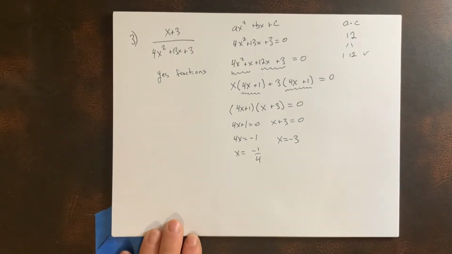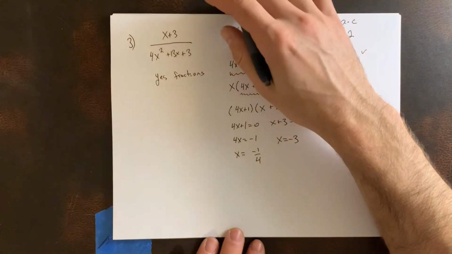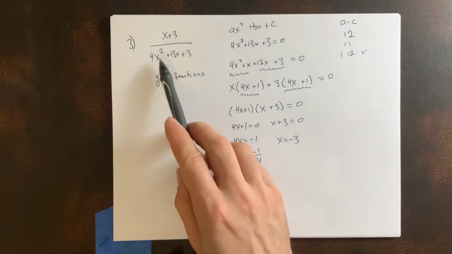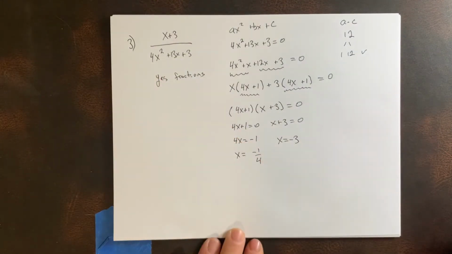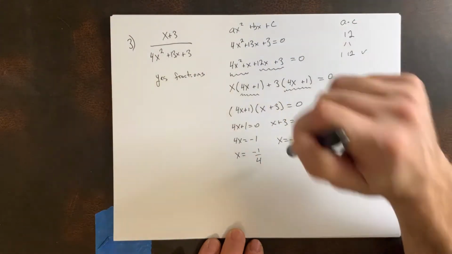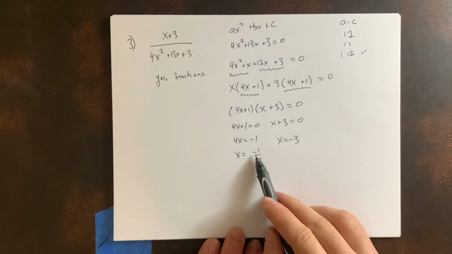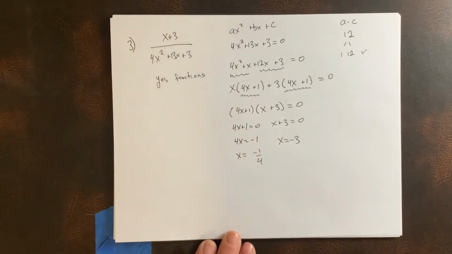So again, what did we just do? Well, we saw that we do have fractions, and whenever we do have fractions, we just set the bottom equal to 0, because we can't have the bottom be 0, so we want to figure out what x values do that. We set the bottom equal to 0, we did all this work, and we see when x is minus 1 over 4, and when x is minus 3, the bottom of this fraction is going to be 0.